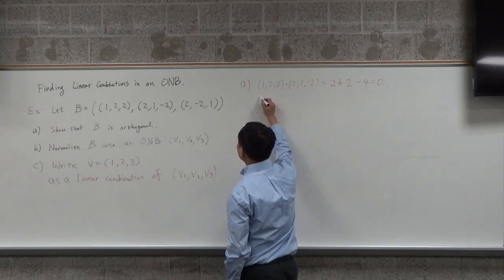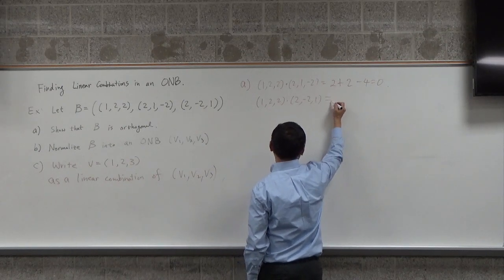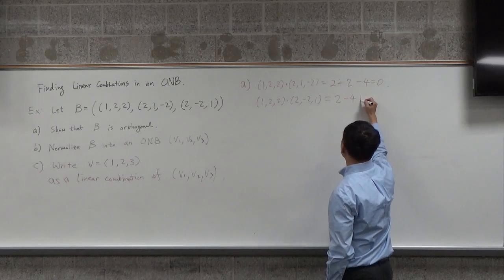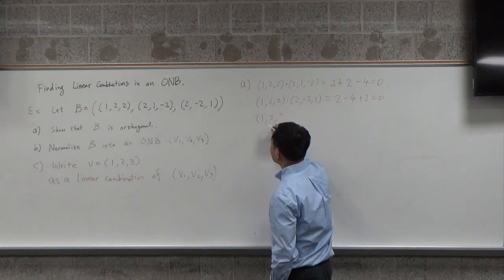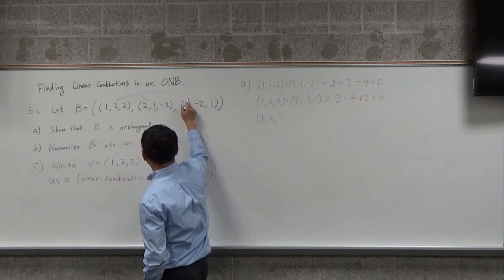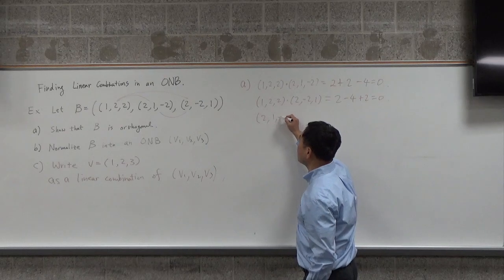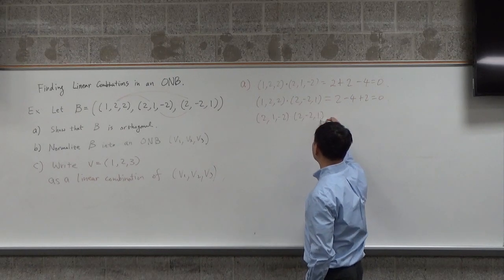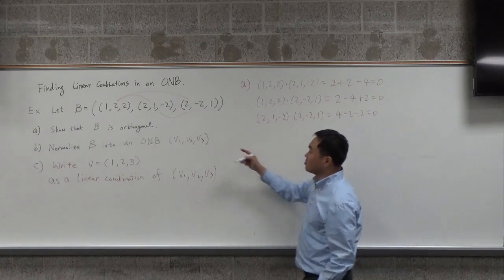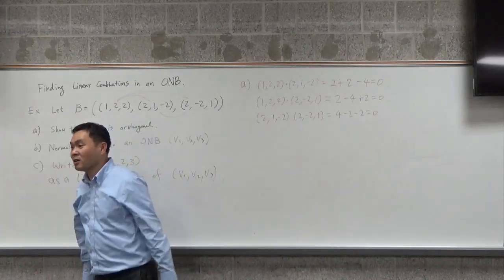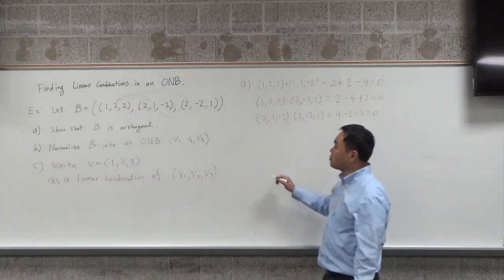Then (1, 2, 2) with (2, -2, 1) is also 2 minus 4 plus 2, so it's 0. So I know that these two are orthogonal, and these two are orthogonal. Now you just have to check this one: (2, 1, -2) dotted with (2, -2, 1). That's again 4 minus 2 minus 2, which is 0. So these two are orthogonal. I've checked all pairs, and they're orthogonal to each other. That's okay, right?